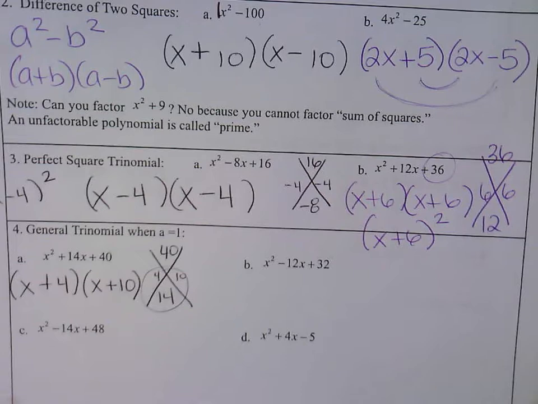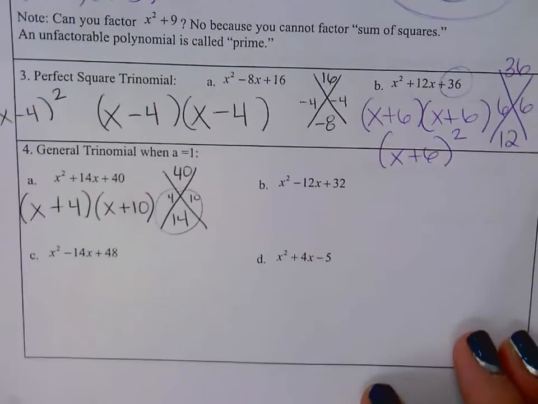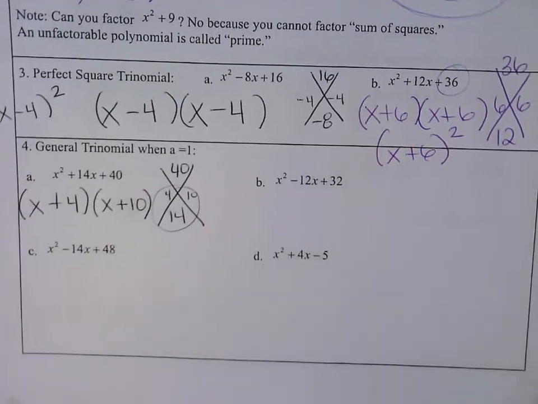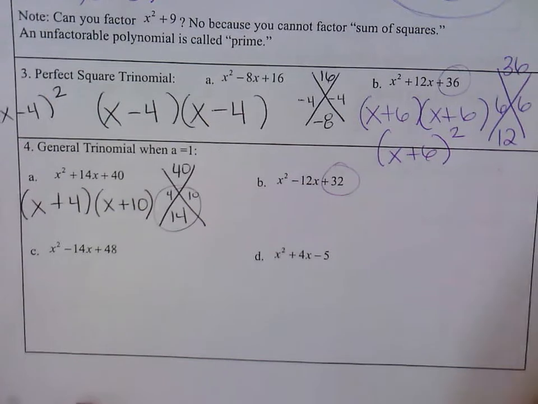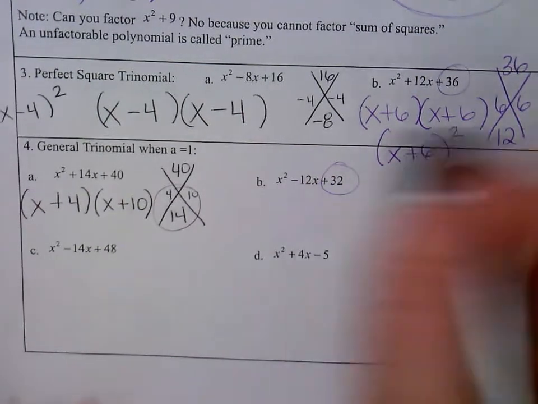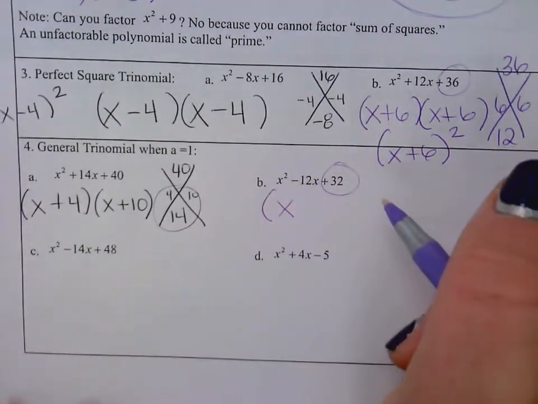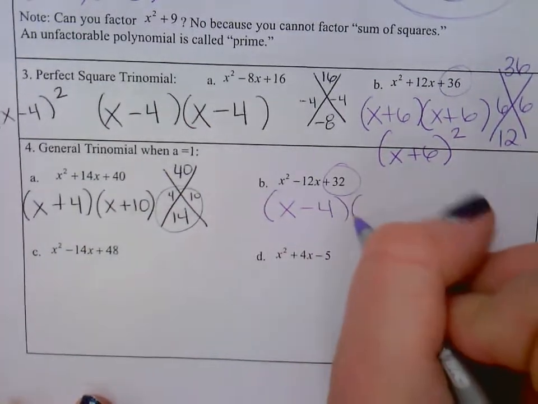So take a minute by yourself if you haven't yet, and try B, C, and D down below using the diamond. They are all factorable, so you should be able to find an answer to each one. So let's see, on B, we're looking for the factors of positive 32, but they have to add up to negative 12. So they would both have to be negative, right? So x minus 4 and x minus 8.